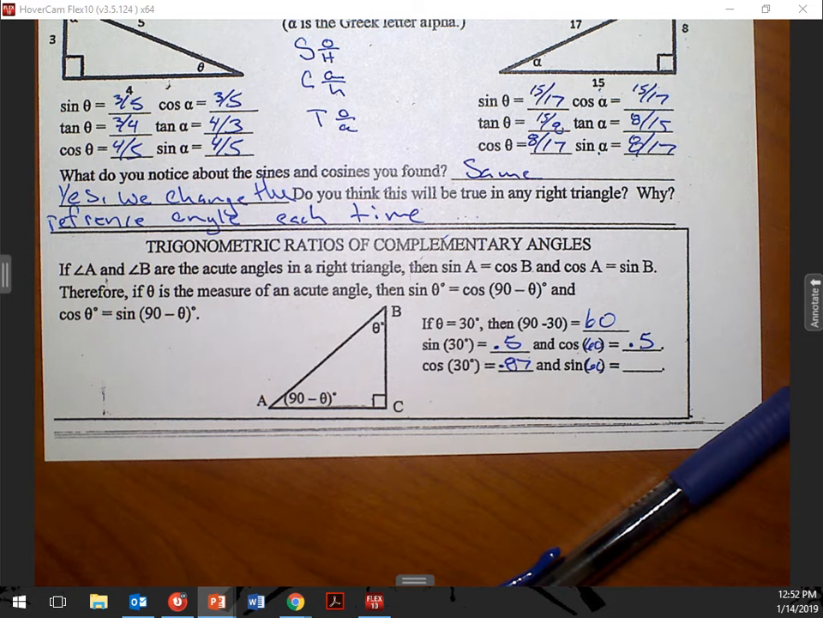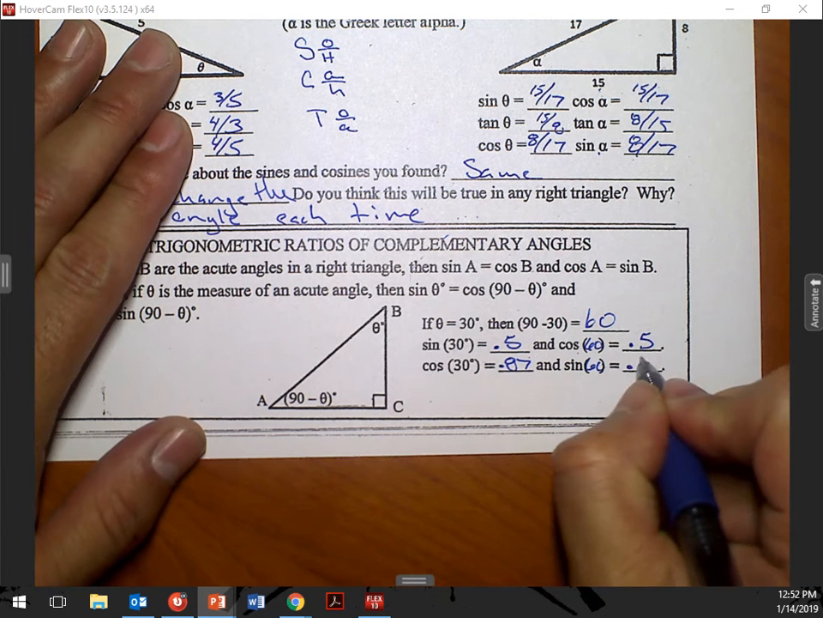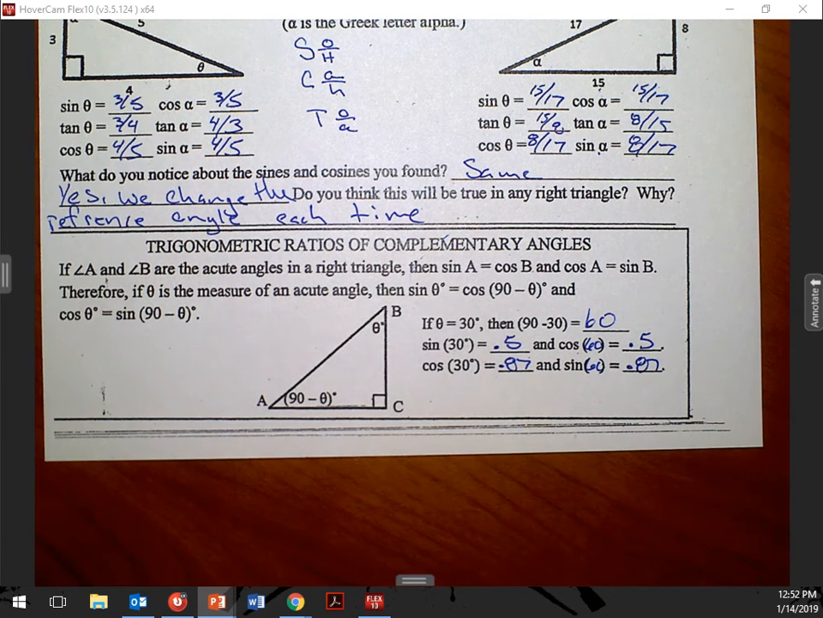So, what do you think the sine of 60 is going to be? 0.87, right? All right, so it's the same thing. Let's take a look at the problems we're working on today.